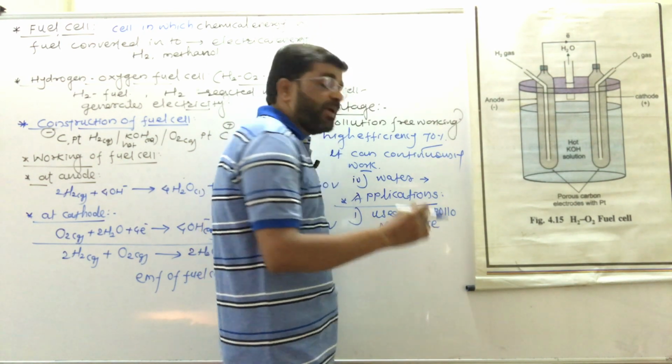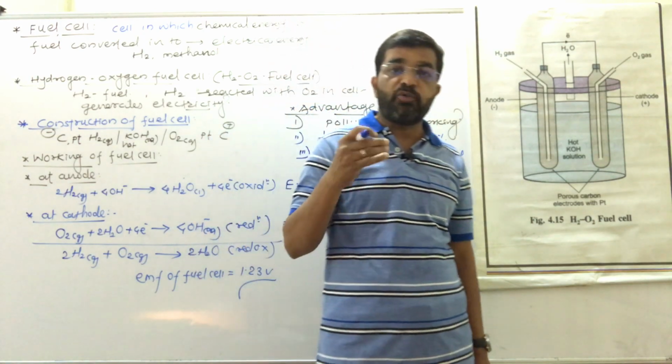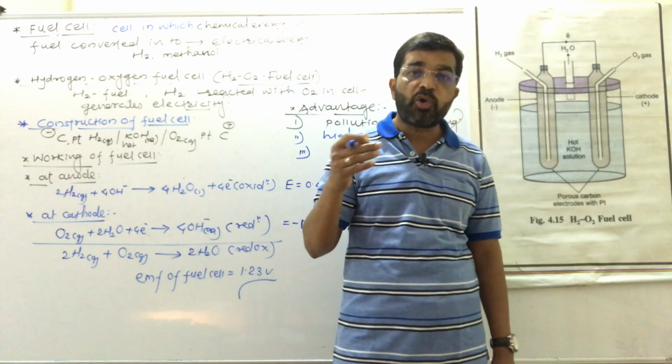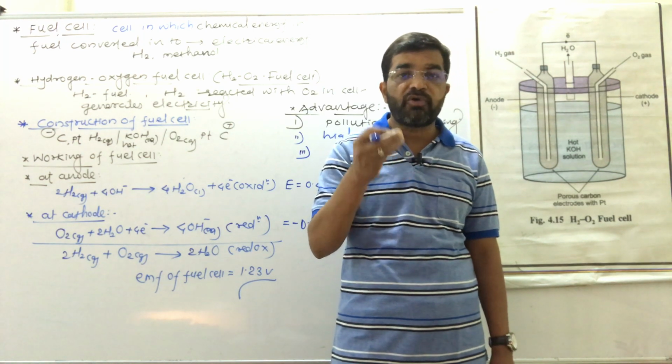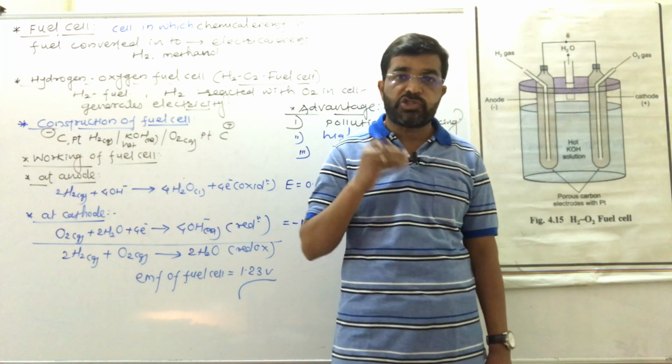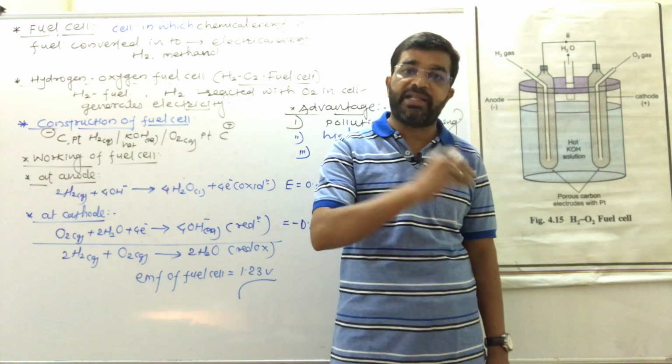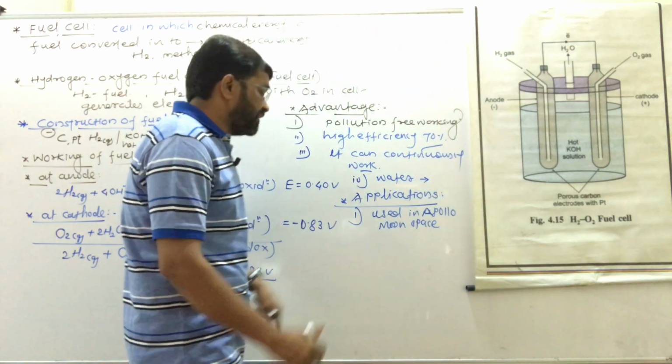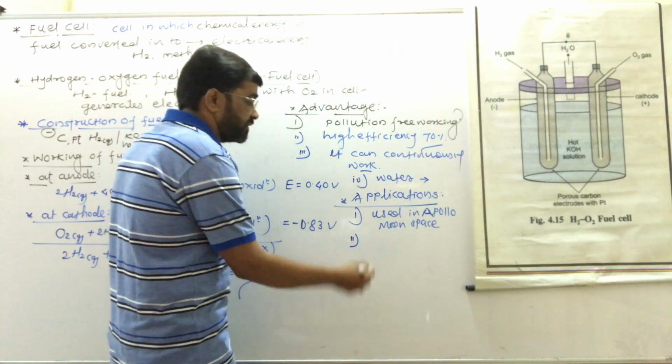It is used as electric power, and the water which is formed, astronauts use that water for drinking purposes. Astronauts use that water for drinking purposes. That is one of the important applications.